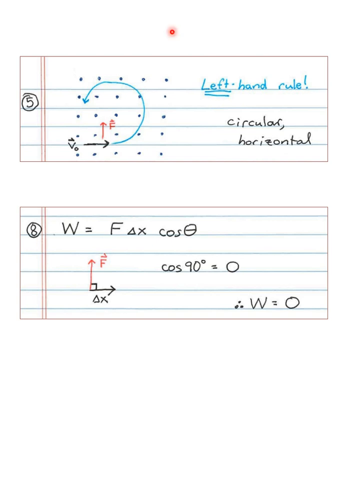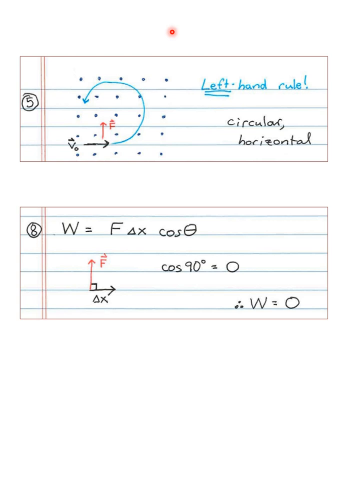A negatively charged particle is moving horizontally in a region with a magnetic field directed vertically upward. Describe the particle's motion. So here I've drawn the magnetic field being drawn out of the page, and there's our field. We're going to use the left-hand rule, and we see that it goes horizontal and in a circle as I've drawn there.